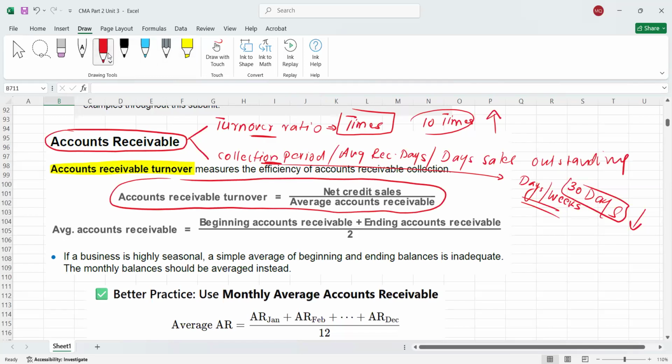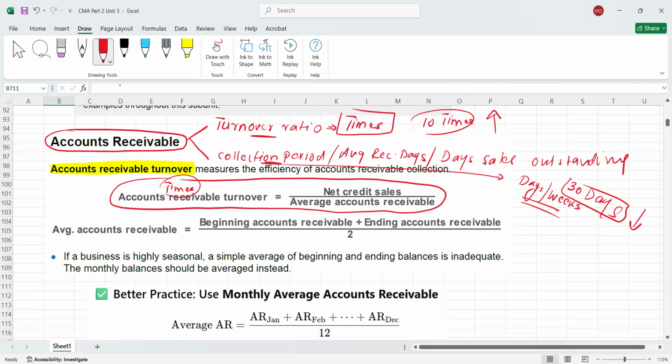Okay, you have to memorize these formulas, guys. So, accounts receivable turnover. How will you calculate it? As I told you, turnover will always give you the answer in times. And we want a higher answer, not a lower answer. A higher answer is better for the business. But the question is how you will calculate it, and this is the formula you will apply.